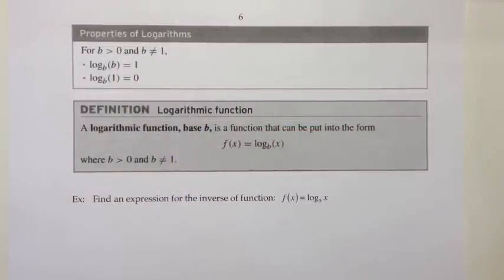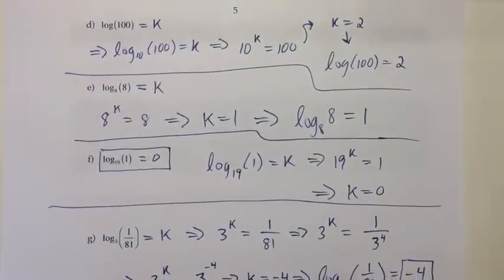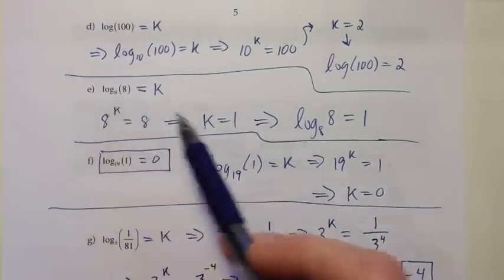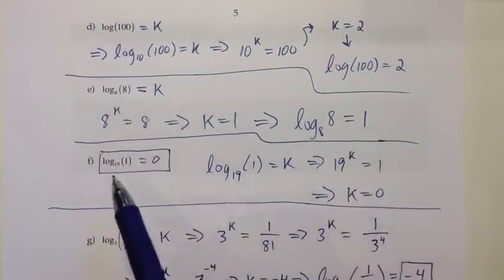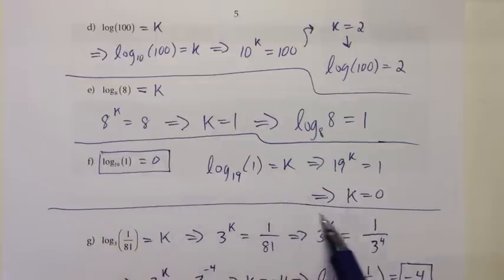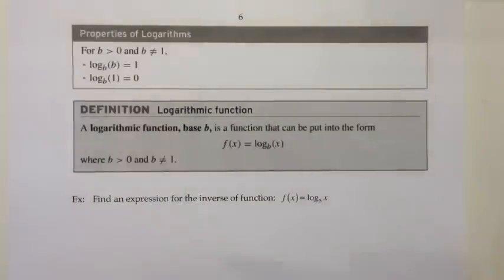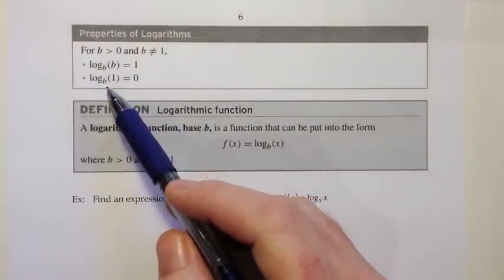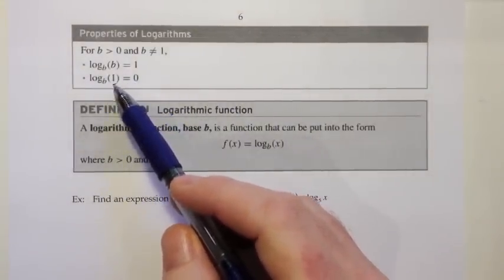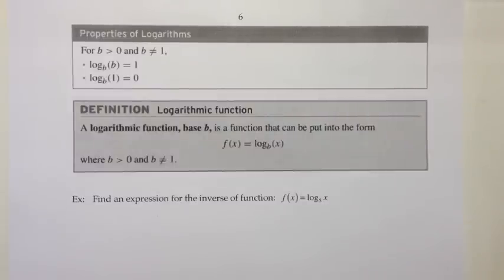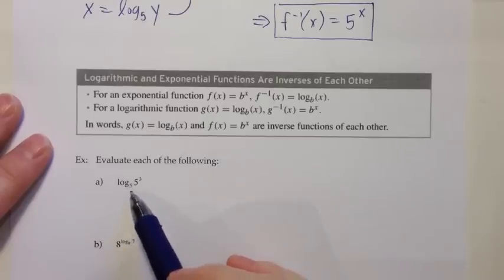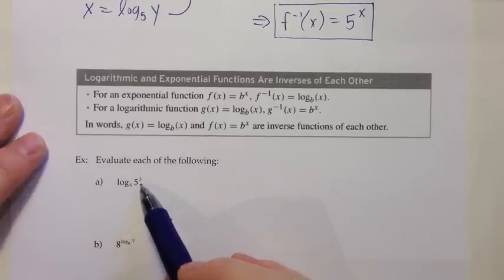Let me just remind you the two examples we saw that were like that. We had log base 8 of 8, and the answer was 1. We had log base 19 of 1, and the answer was 0. So whenever your base and the inside match, you get 1, and whenever your inside is a 1, the answer is 0. Here I have the log base 5 of 5 to the third.